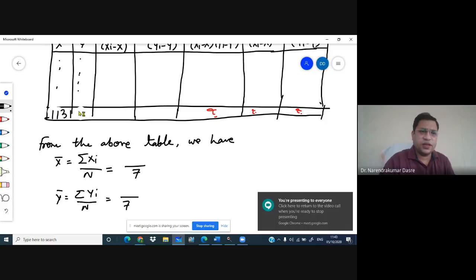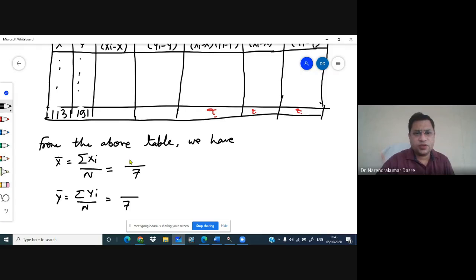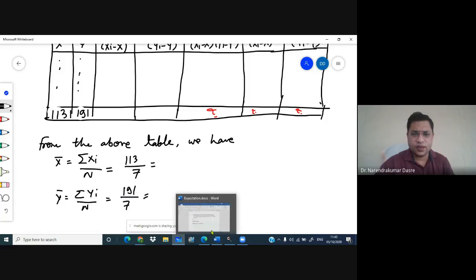So this is 113 and 191. So you got here 113 and 191. So what is the value of x bar and y bar you got? What is x bar equal to?